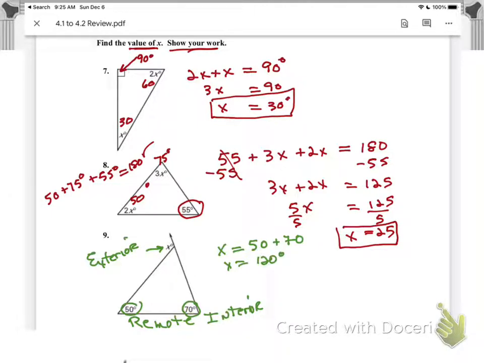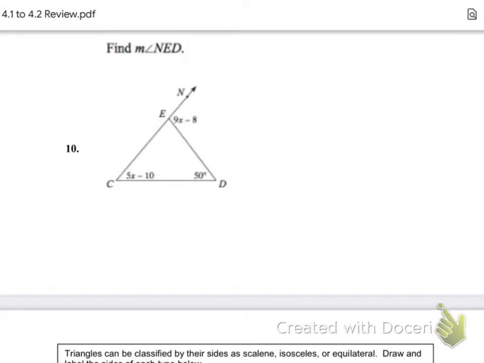Okay? So the other thing you should be aware of is if this is 120, this is going to be 60 because these two angles are on the same straight line. And if you add 60, 50, and 70, you find that you have 180 inside, and therefore everything checks. But just to go back, the sum of the remote interior equals the exterior, and our exterior was 120. Okay, that brings us to the next problem.